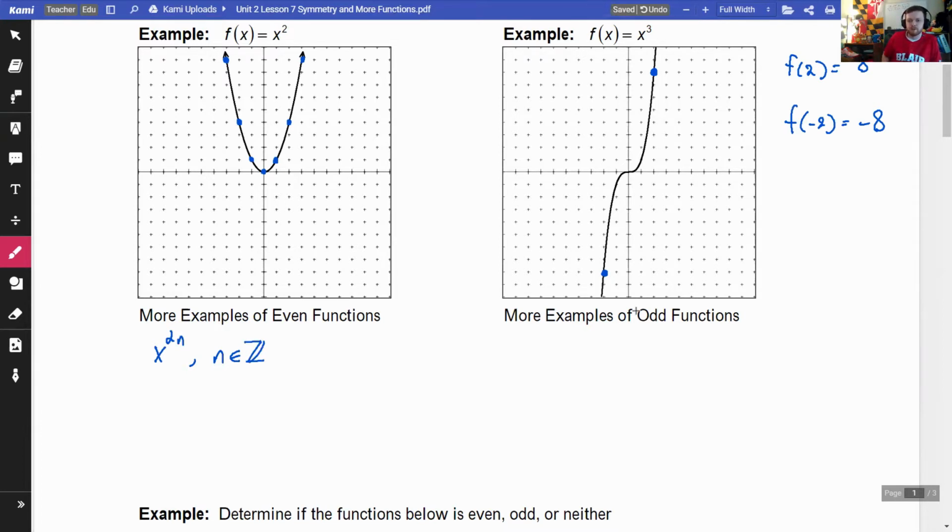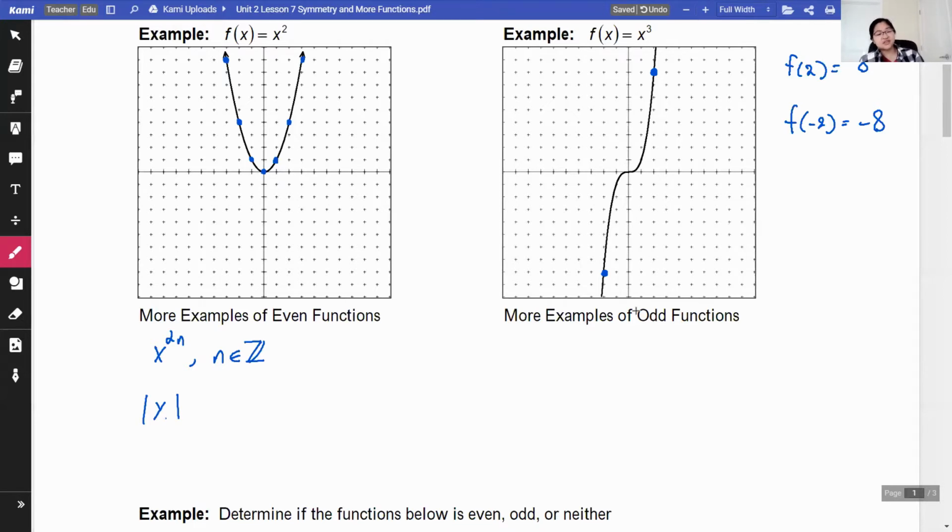Cool. Is x to the 0 even? X to 0 is just 1. And so that is even, yes, because no matter what you plug in, you're going to get out 1, positives or negatives. So we got x to the 2n. How about the absolute value of x? Yeah, I think so, because that takes away our negatives.